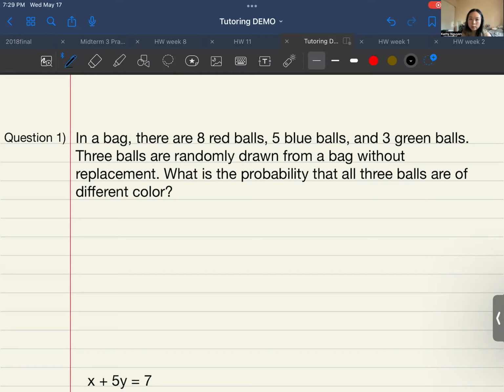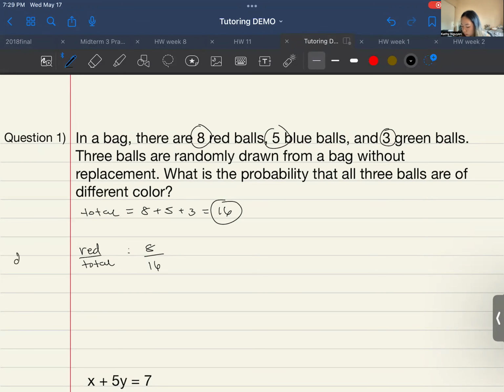So first, you'd want to see how many total balls there are. That would just be 8 plus 5 plus 3, which equals 16 total balls. So let's take, for example, a red ball being the first ball. The probability of that would be red over total. So there are 8 red balls, as we said earlier, and the total is 16.